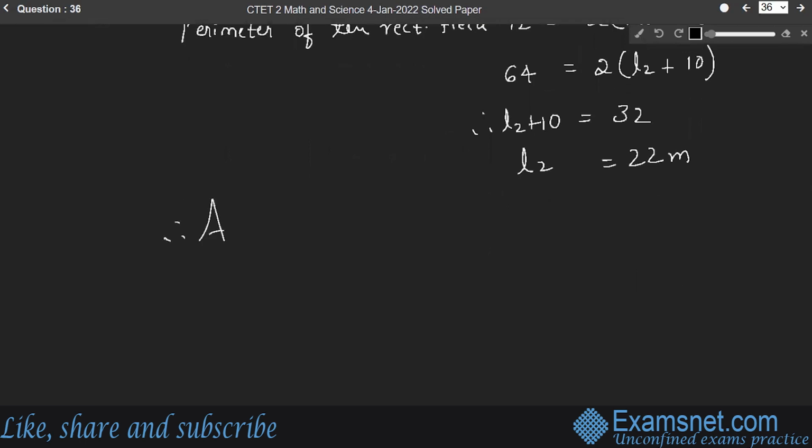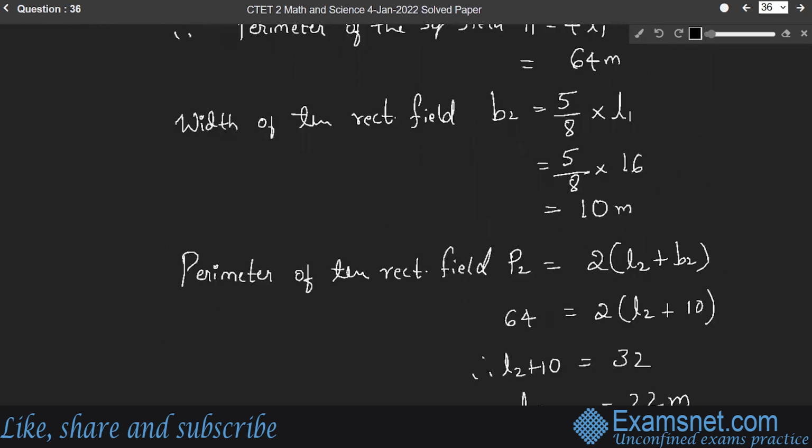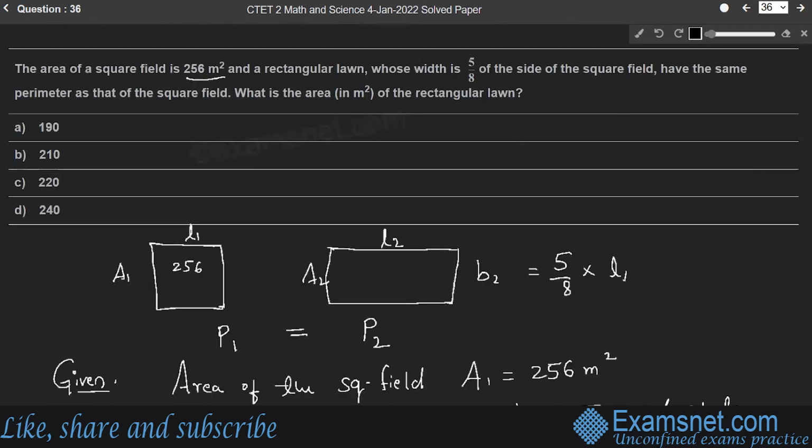Therefore, area of the rectangular lawn A2 is equal to L2 into B2, that is 22 into 10, 220 meters square. Therefore, option C is the right answer.